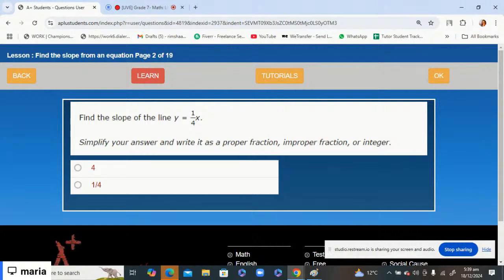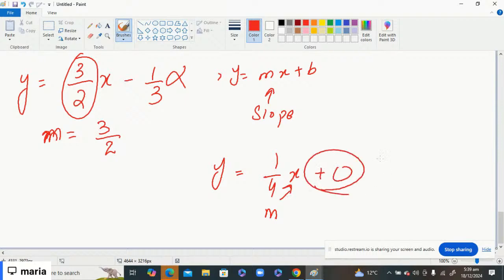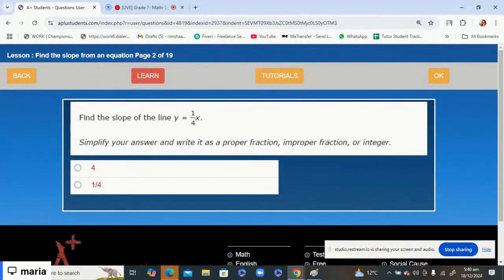Find the slope of the line. Now look at here. If only x values are involved, like y is equals to 1 by 4x, so this is the value which is with the x, that is m. Always, if the b is not given, it's all up to the question. So here only 1 by 4x is given, so it means that this first one is your slope. Okay, let's go with it. What is the slope now? 1 by 4.